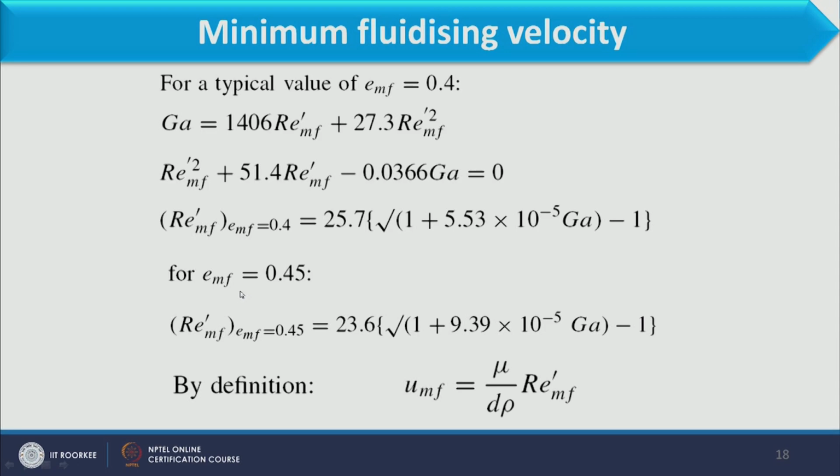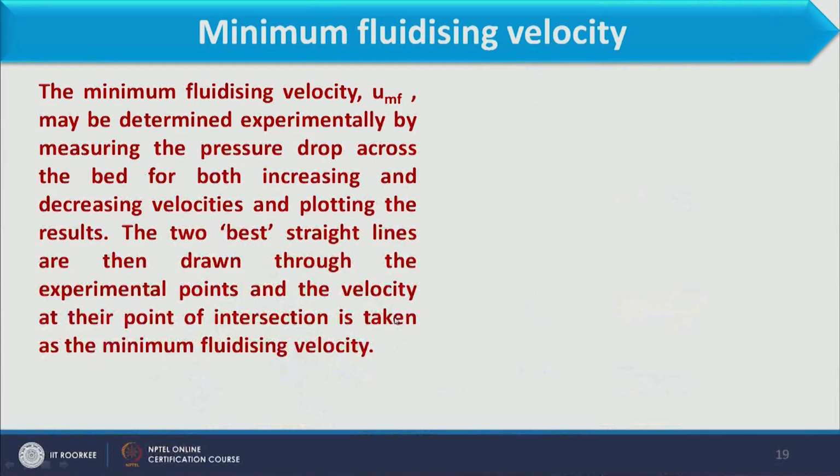Now, once we have the Reynolds number at minimum fluidization condition, which we have already seen how to get for streamline flow and for non-streamline flow also, we can calculate the minimum fluidization velocity through this. So, in this way we can calculate minimum fluidization velocity analytically, but this is specifically used for spherical particles.